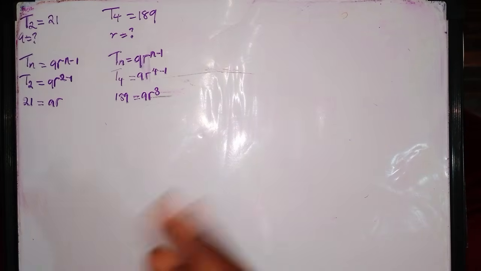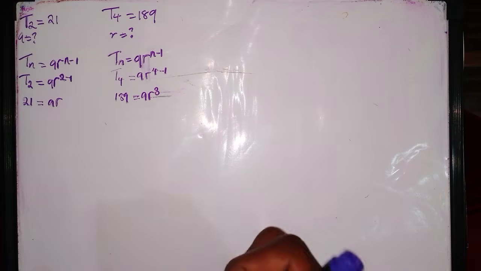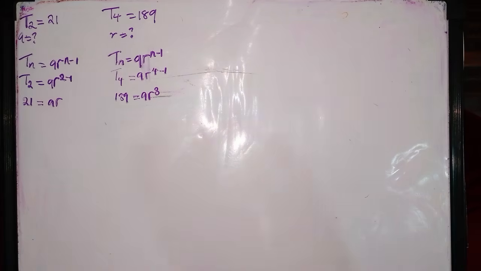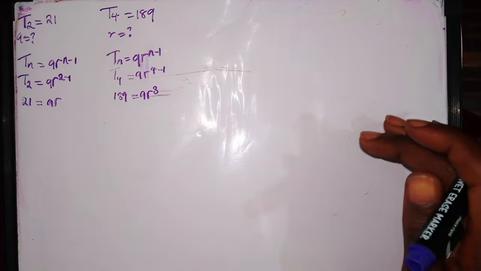And the way we calculate now here is where you need to pay particular attention. So the first thing we are going to calculate is the common ratio. How do we calculate the common ratio? We calculate the common ratio by dividing.